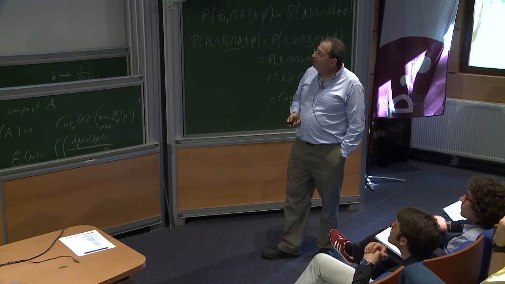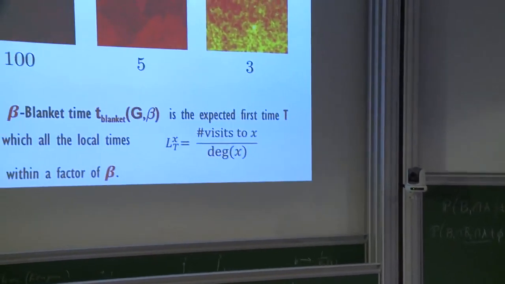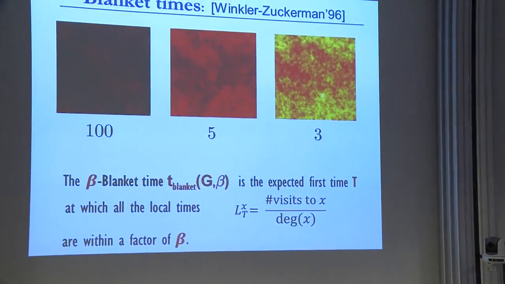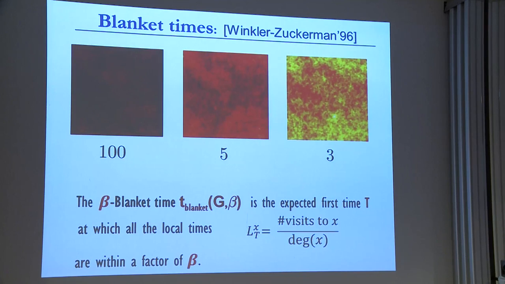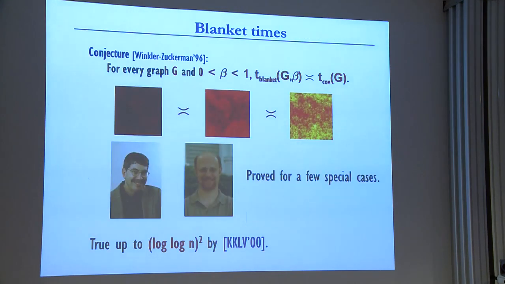So again, the method of Kahn, Lovász, and Kim actually implies that their guess was right up to a log n squared, because this estimate that Kahn, Kim, Lovász, Vu developed works both for cover time and for blanket time. And so you get that they're within log n squared of each other, but that doesn't imply that they're within a constant.